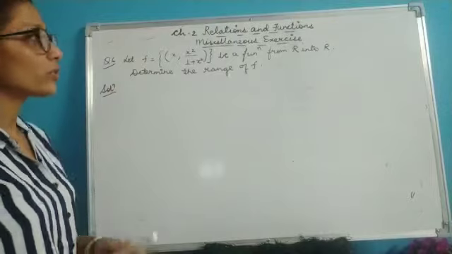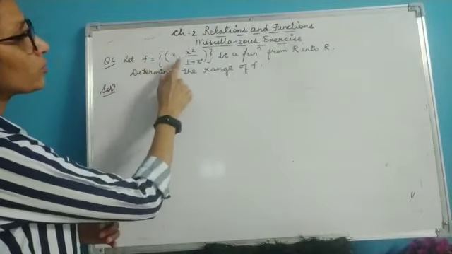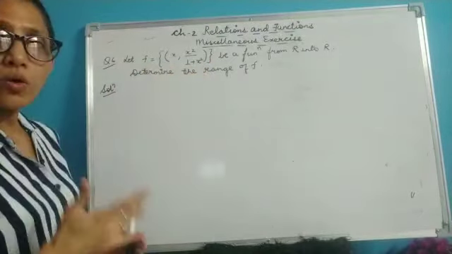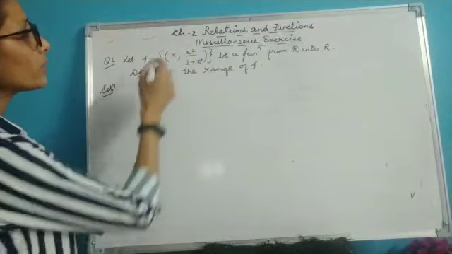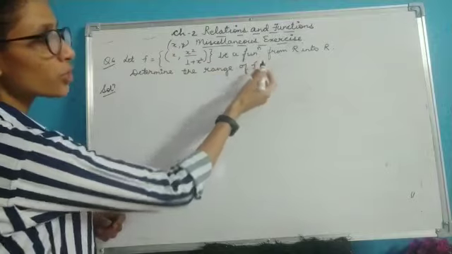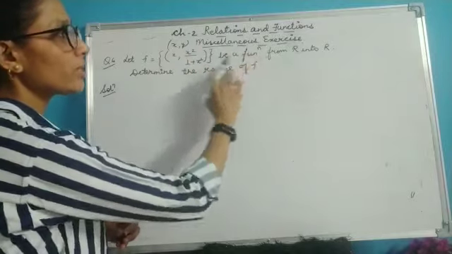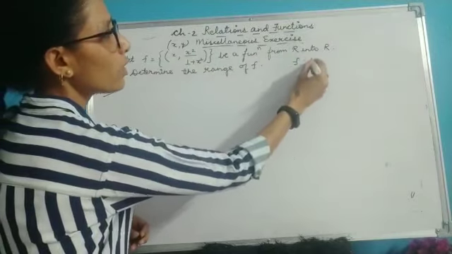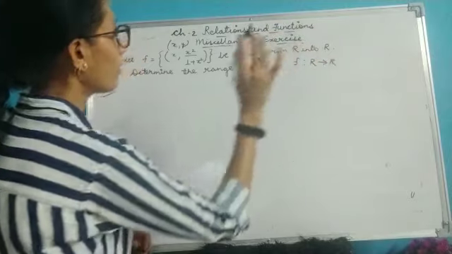Let's see this question, children. Let f equal to this. This is given in ordered pair, so you know this is given in x comma y form. Be a function. It is already given that this is the function defined from R to R, that means real number to real number.